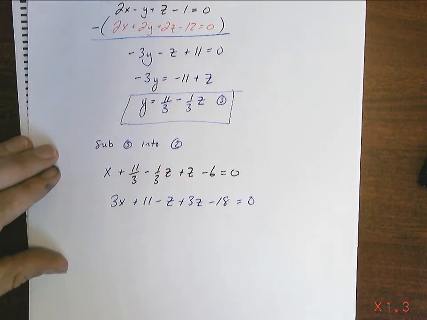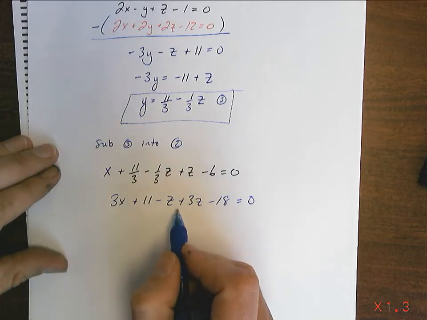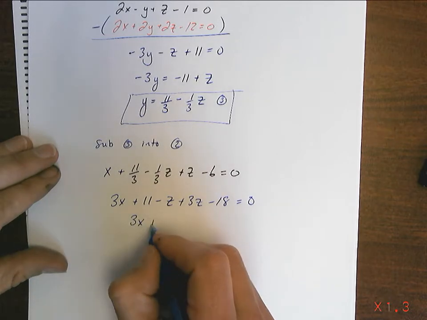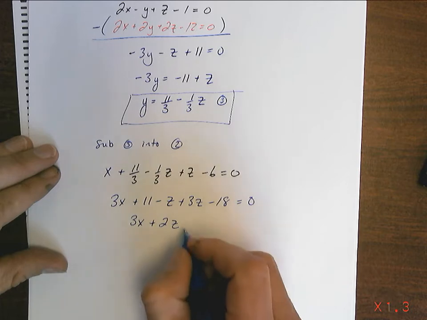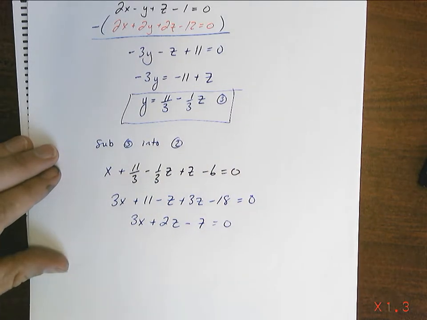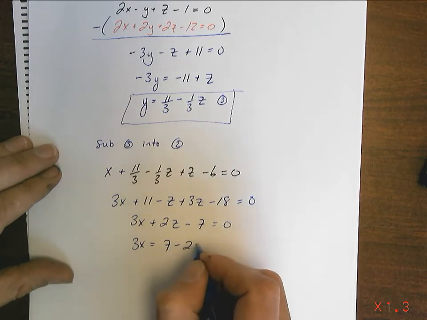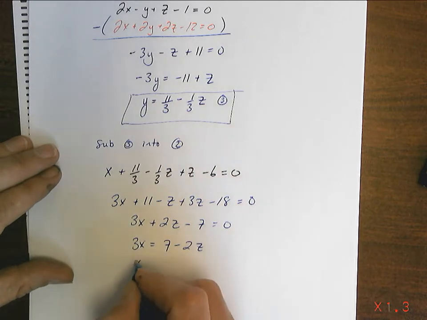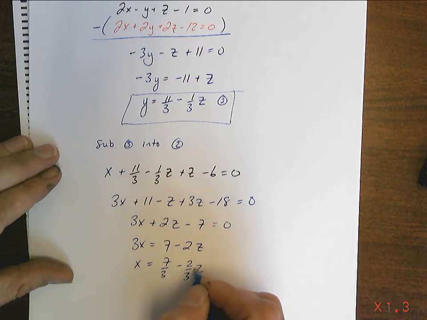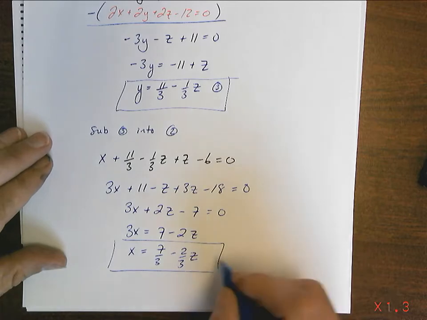Don't forget you are multiplying both sides by 3. Now I can use this. So now I've got 3x and I've got 2 z's and I've got -7, I think. Take that over there. And so I'm going to have 3x equals 7 minus 2z. And so x is going to equal 7 over 3 minus 2 over 3z. And that gives us a second equation, which we can call 4.